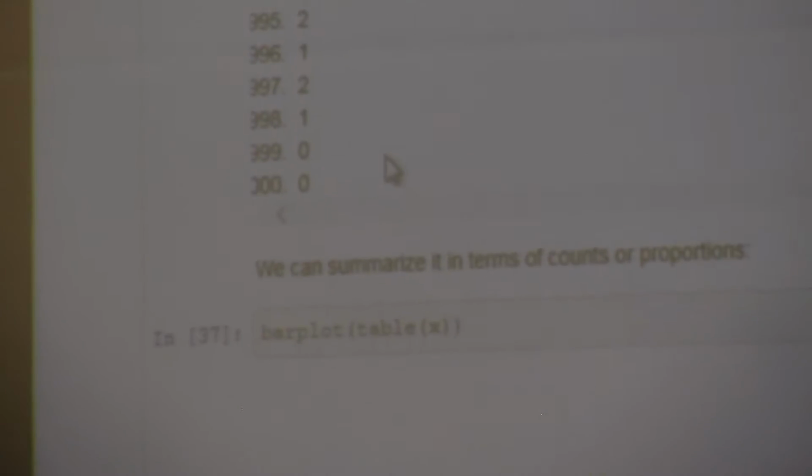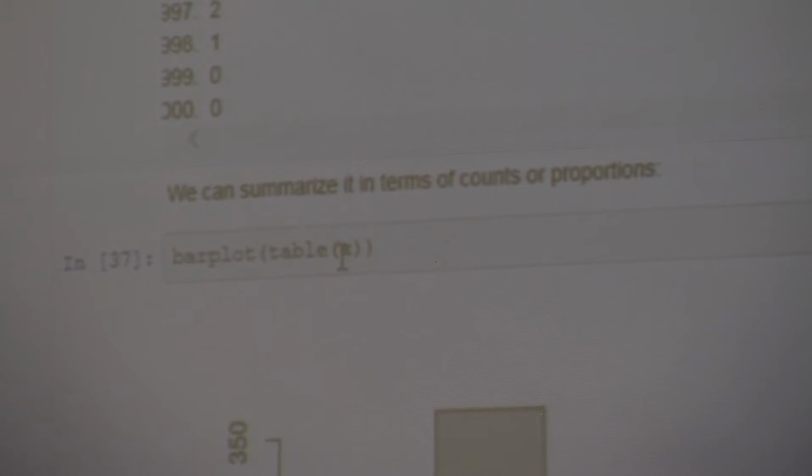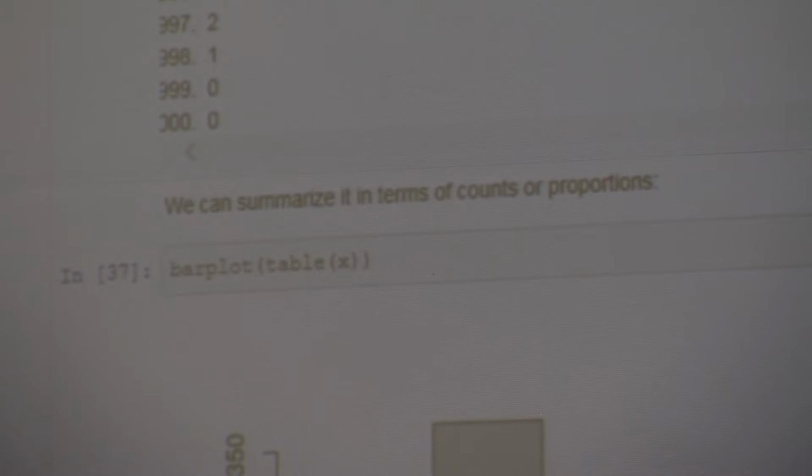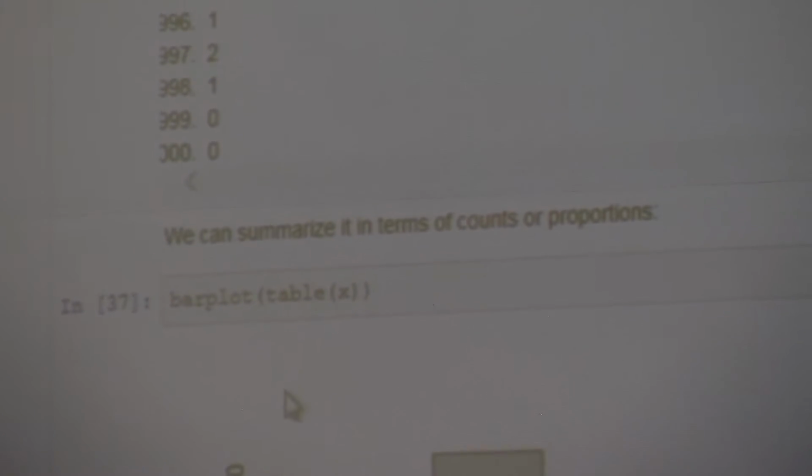Okay. When I did it at home, it didn't make a long list. It printed it all in a grid, so it only took up a little bit of space. So we take the table like that. We can summarize it in terms of the proportions with this bar plot. Table tabulates this and just counts how many of each possible outcome there are, and then bar plot says to plot it. So here's what the outcome looks like.